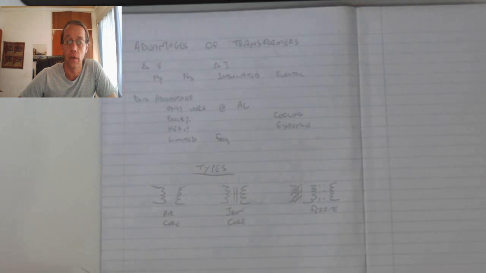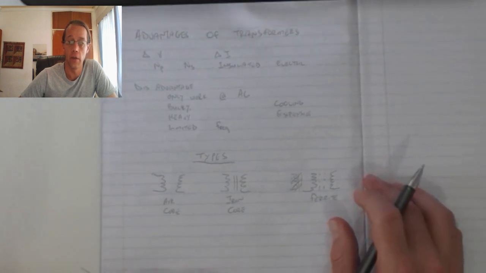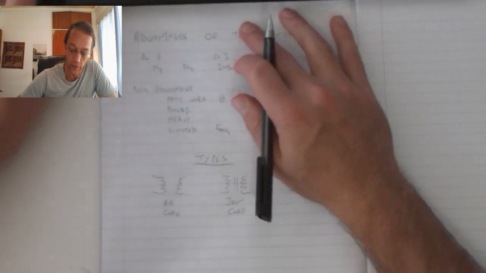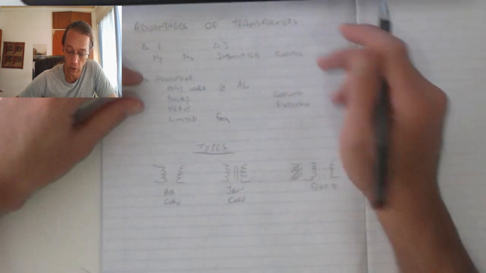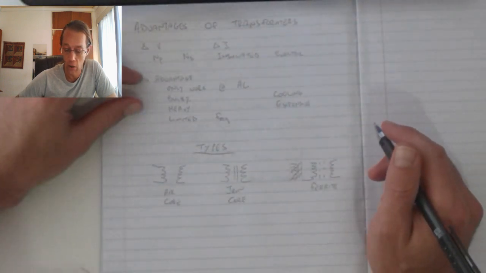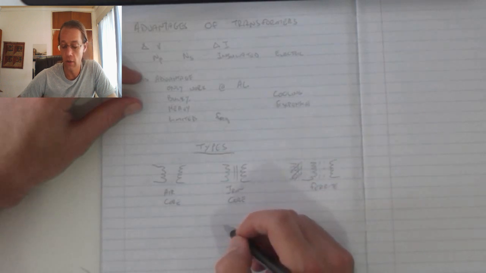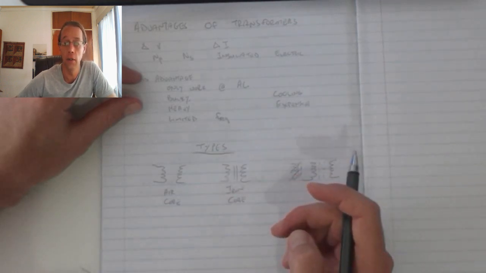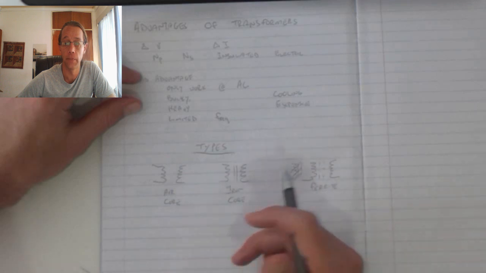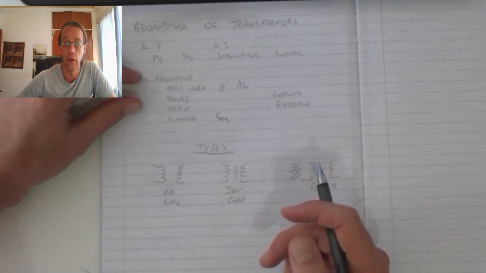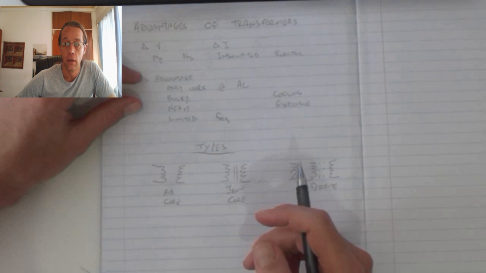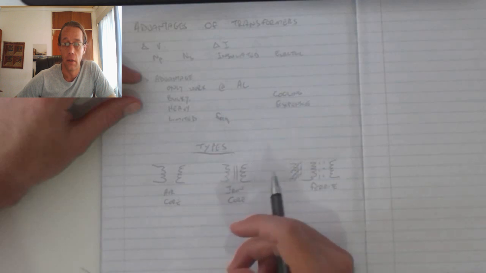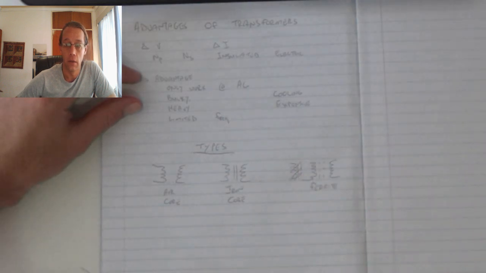When it comes to transformers, the ideal transformer is 100% efficient, which means there's no losses. Magnetic flux doesn't saturate the core material, and the transformer ratio equation applies to all loads.